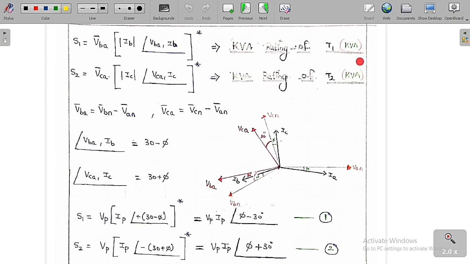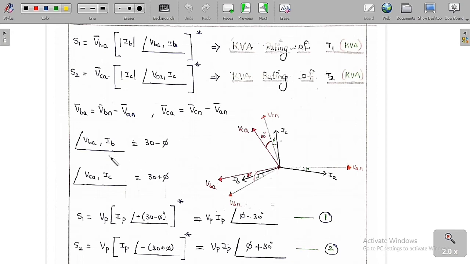This is the rating of transformer 1 in terms of kVA. Similarly, the kVA rating of transformer 2 is S2, which is VCA bar into the magnitude of IC into the phase angle of VCA and IC, whole conjugate, because complex power is equal to V into I conjugate. So like that we are going to write in terms of the vector quantities. This is called the kVA rating of transformer 2. Then VBA is equal to VBN minus VAN and VCA is equal to VCN minus VAN. So here we get VBA and here we get VCA.